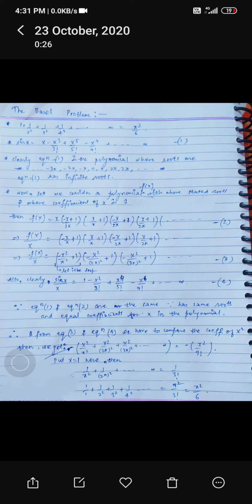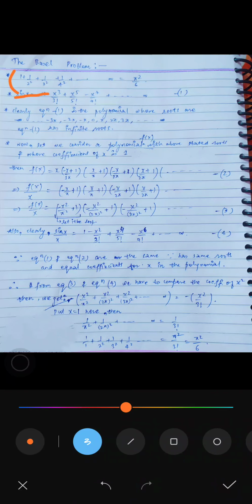In this video we are going to discuss the Basel problem. The Basel problem is about the infinite summation 1 plus 1 upon 2 square plus 1 upon 3 square, and this goes up to infinity. This summation is equal to pi square over 6.